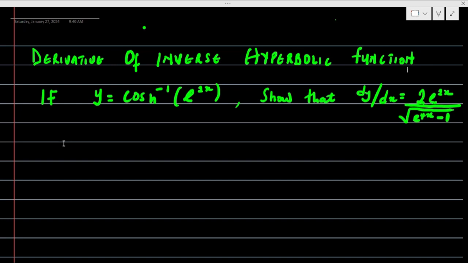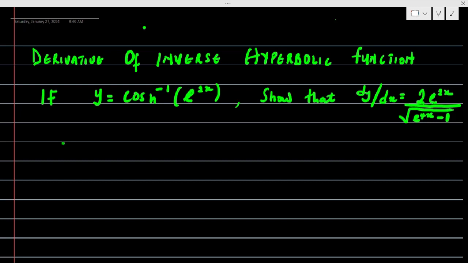So very quickly, when we have a function like this and we are looking for the derivative, you can see it is an inverse hyperbolic function. We need some prerequisites, right? The first thing we need to know is our knowledge of chain rule. And the second thing we need to know is the standard derivative of our inverse hyperbolic function. If we have cosh inverse of x, what is the derivative?